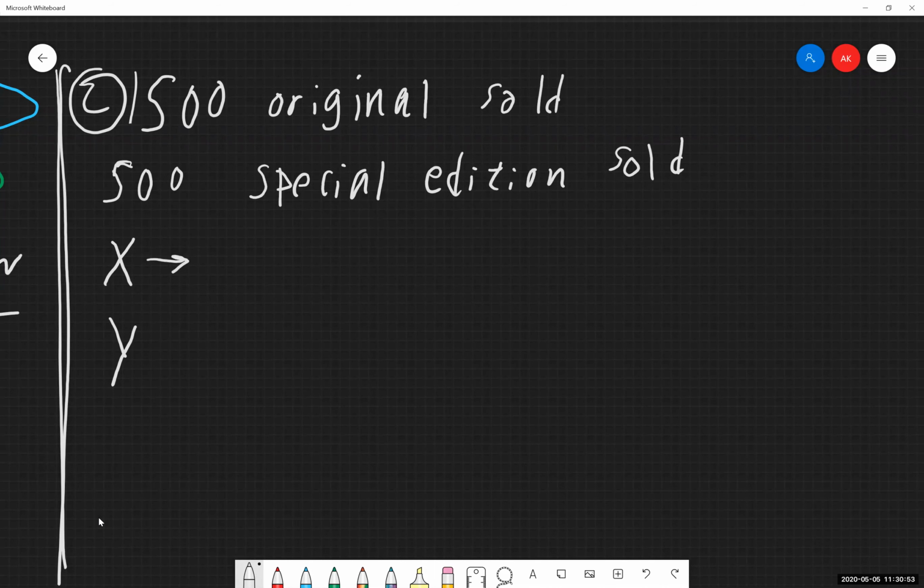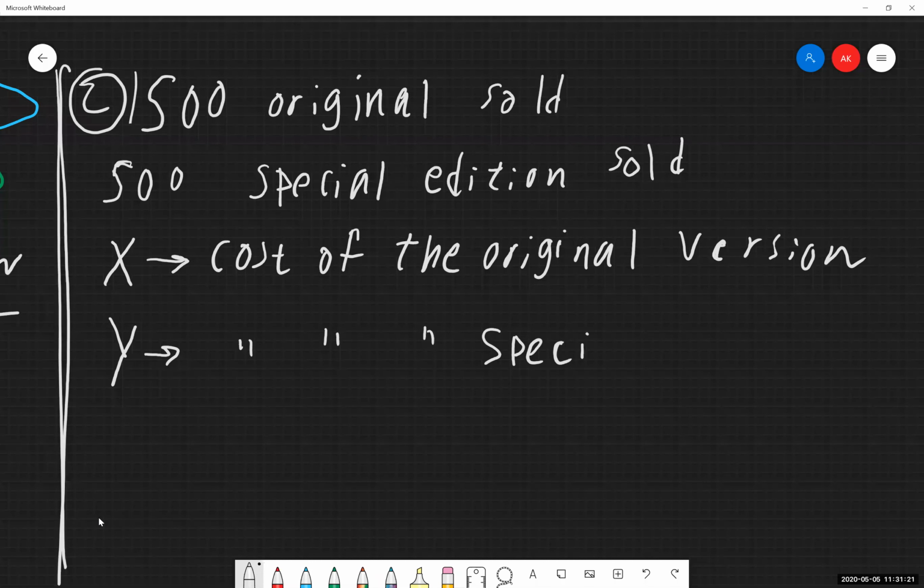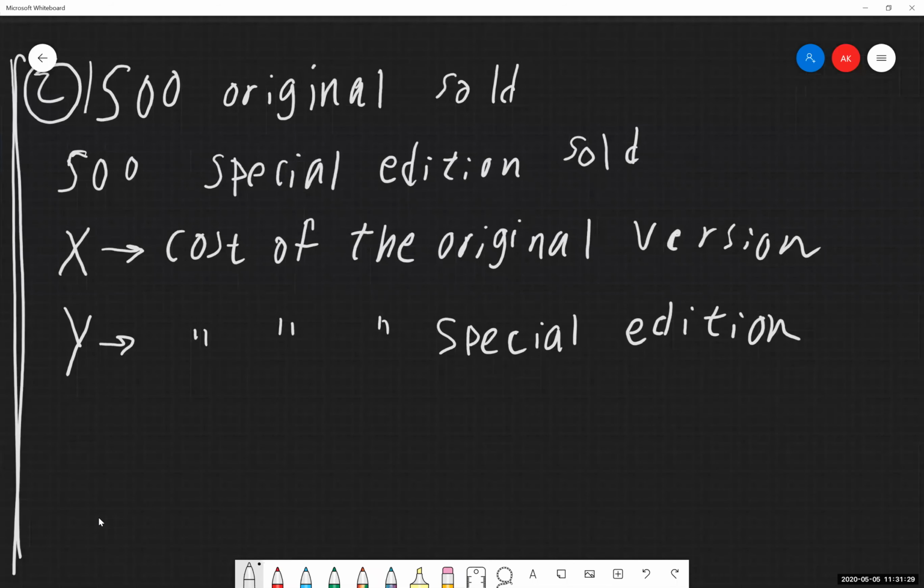So X, in this case, I'm going to say it represents the cost. I'm going to say X is the cost of the original version, and Y is the cost of the special edition. Again, I do not know what those values are right now, and that's fine, but we're just doing all of this prep work for ourselves.